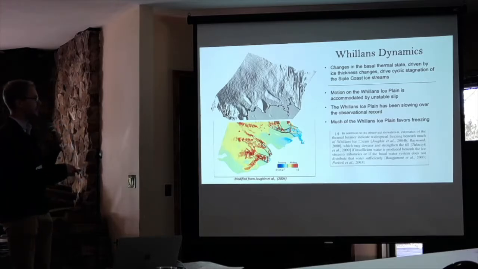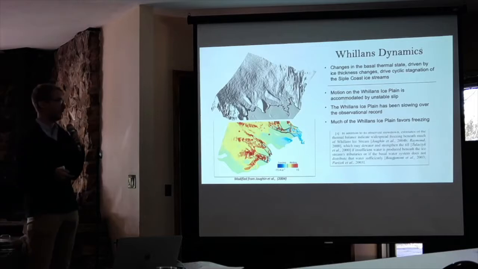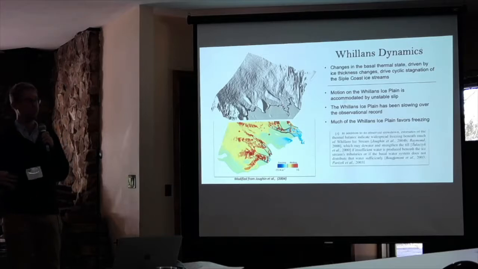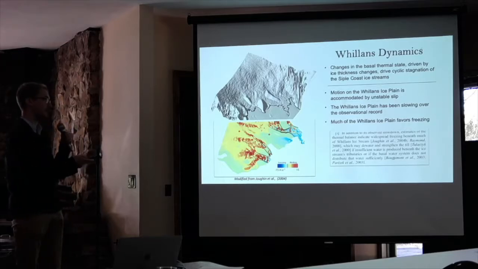But what he said is, freezing may dewater and strengthen the till if insufficient water is produced beneath the ice stream's tributaries, or if the basal water system doesn't distribute that water sufficiently. So in all of these areas where there's an energy deficit, where it's prone to freezing, if you can't bring in water from upstream, the base of the ice stream is prone to freezing into the till and shutting off. So there's now this interaction between the basal thermal state and the hydrology under Willans.